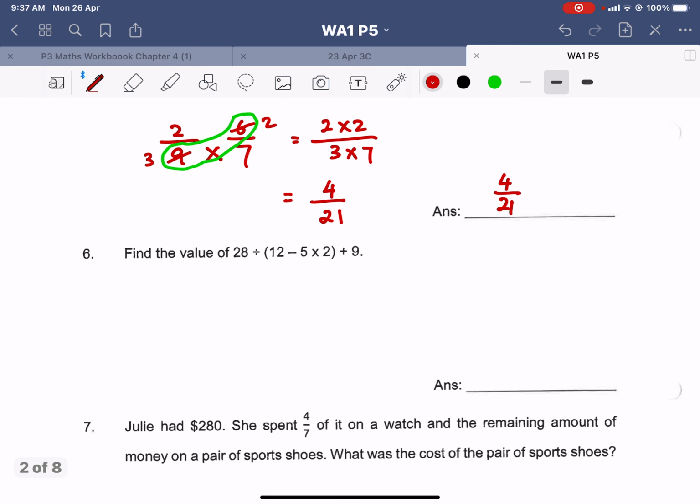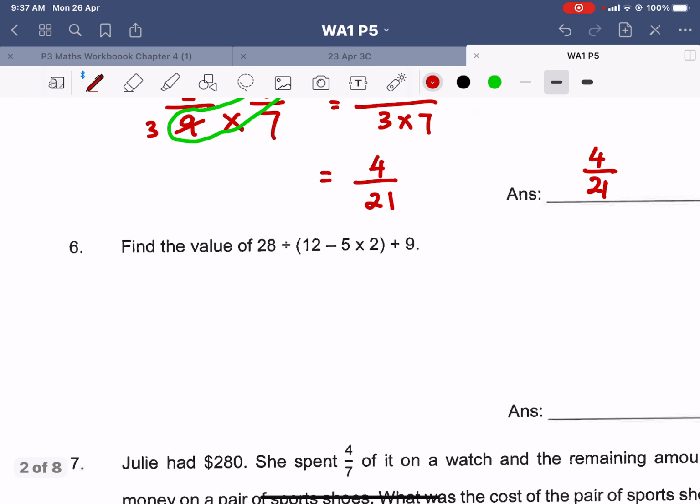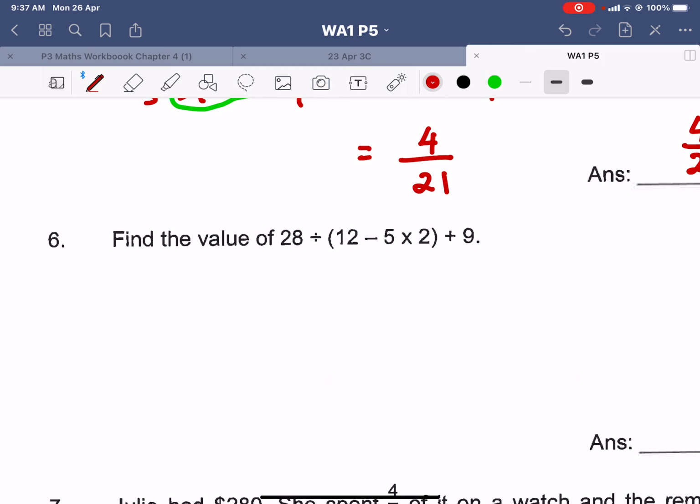Question number 6. Find the value of this order of operation. So we have a bracket, and inside the bracket there is a hidden king here. Alright, so we do the 5 times 2 first, because multiplication is like the bigger boss than minus, right? Queen rather than the prince. So the rest we just copy downwards. 12 minus 5 times 2 is 10 plus 9.